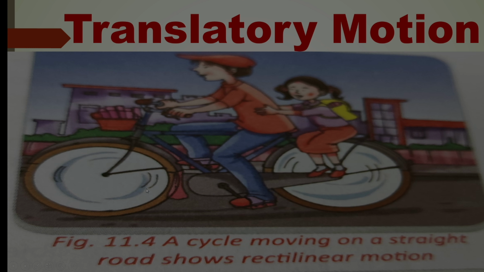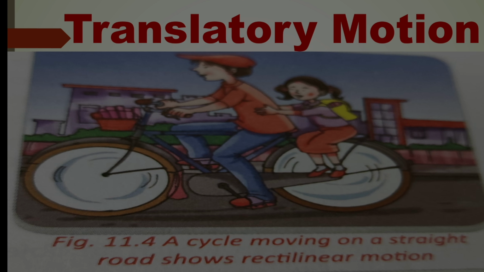Rectilinear motion is also termed linear or straight line motion. Keep this in mind. It is also called linear or straight line motion. Here, the motion of an apple. Another example, the motion of an apple falling from a tree, or an arrow released from a bow, or soldiers moving during a march past, opening of a drawer, and a cycle moving in a straight line. All these are examples of rectilinear motion.